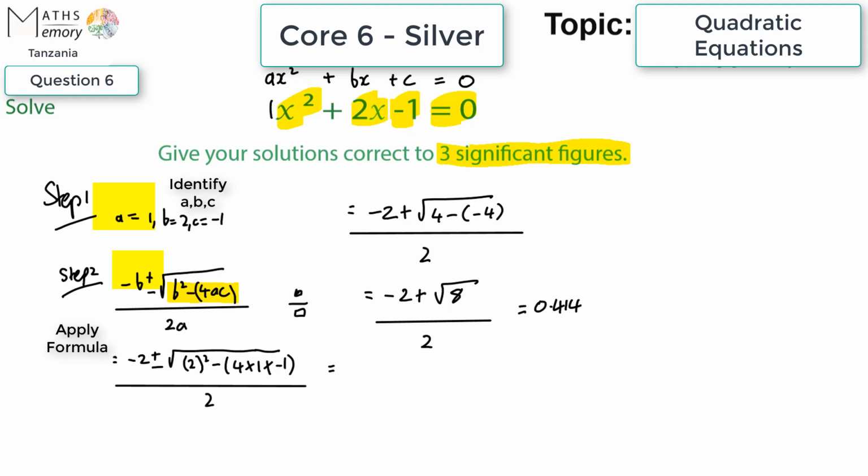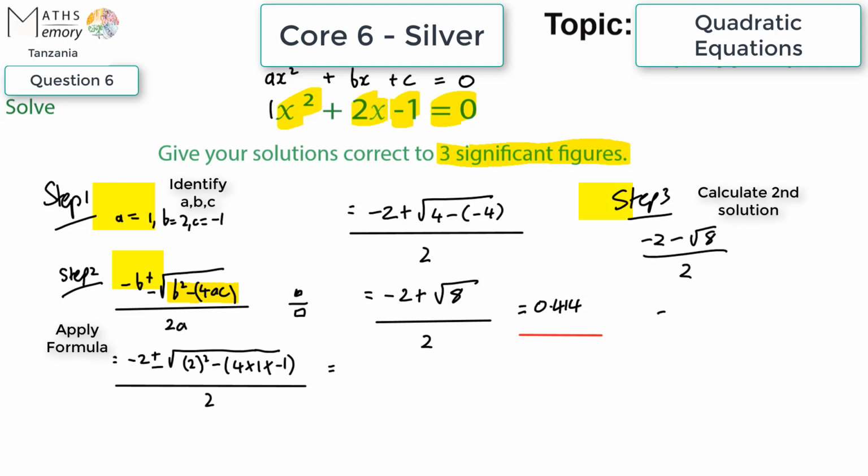Now obviously we want a second solution as well. We have 2 solutions with any quadratic. The second solution is plugging in the minus version, which is step 3. Simply go back on your calculator, or in this case I'll show you over here: minus 2 minus root 8, and the whole thing over 2. If we do this, we get an answer of minus 2.41, to 3 significant figures as well.